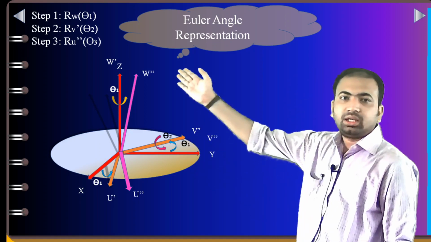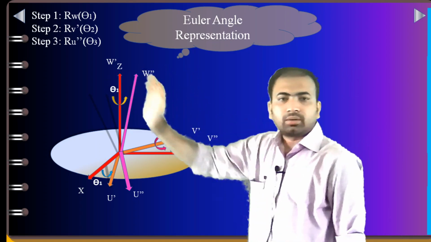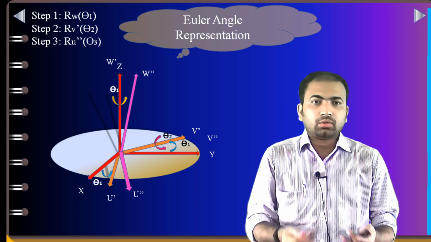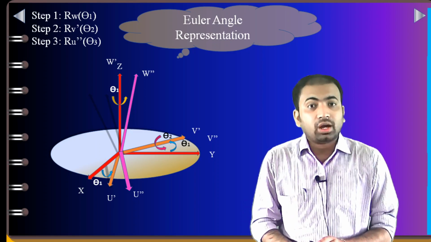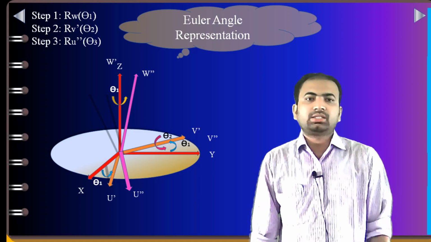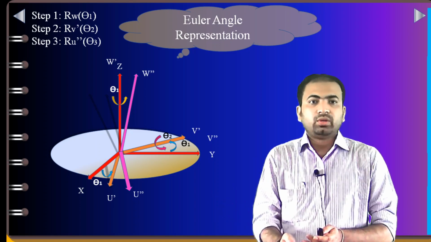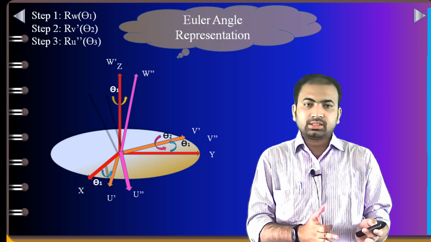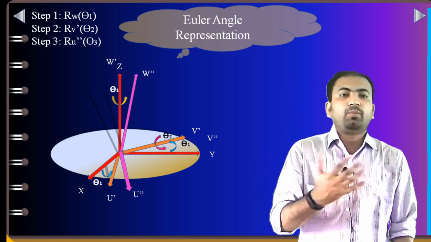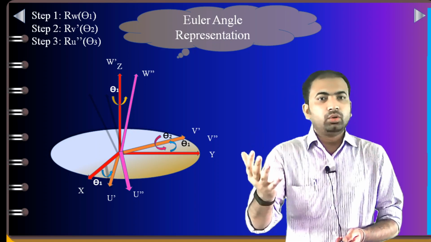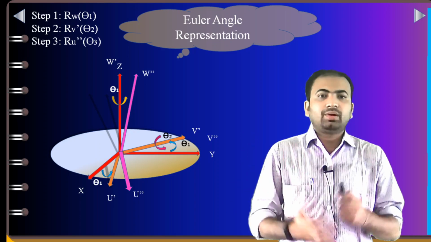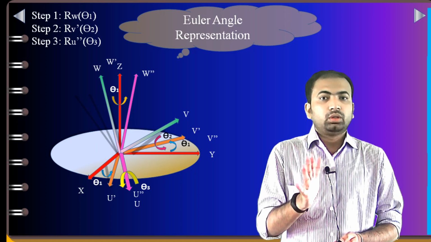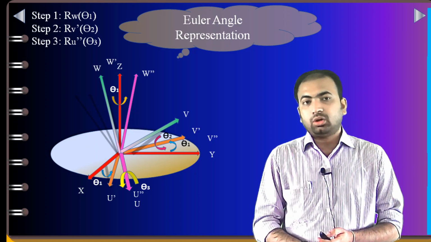W double dash, you can see it will come somewhere here from here, okay. So these are the few phenomena or few methods or few steps we are going to follow in case of Euler angle representation. You have noticed that in the previous case, first we rotated the x axis, then the y axis, then the z axis, but in this case we have done the completely opposite thing: first we rotated w, then v, and then u. That is why this is also known as W V U rotation or representation.